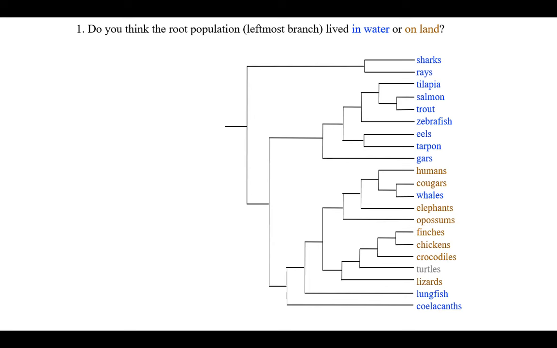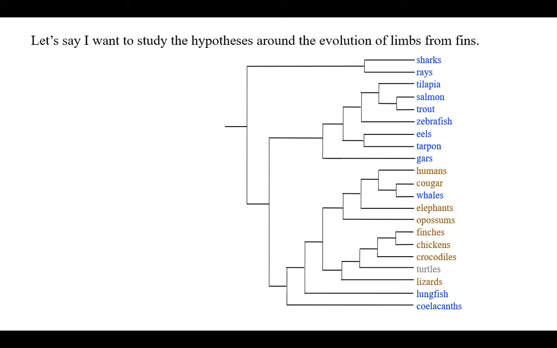Raise your hands for water. Everybody says water. Yeah. Raise your hands for land. Nobody's saying land. So let's talk about it a little more. Let's say we're trying to get after this and really use this tree as a tool. And I want to understand how some of these animals have limbs and some of them have fins. Some of them have things I call legs and arms. A lot of them have things I call fins. I want to understand how that is.